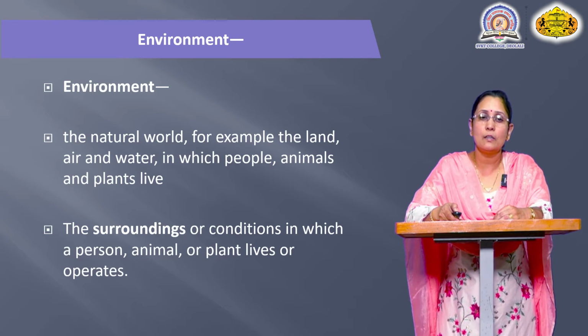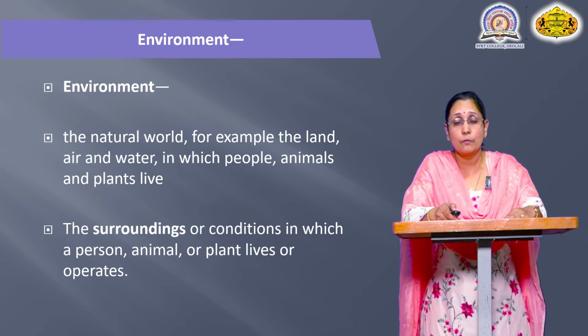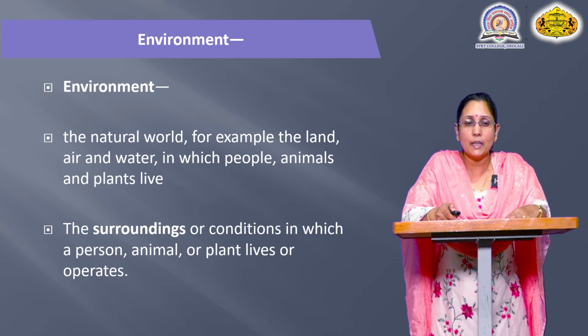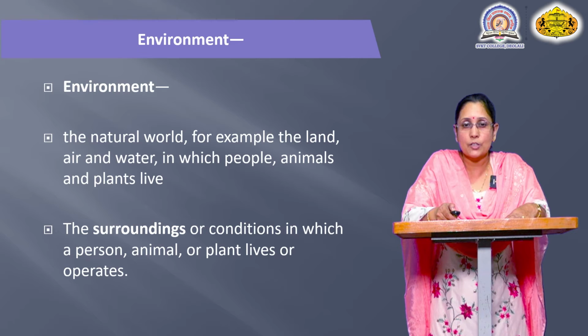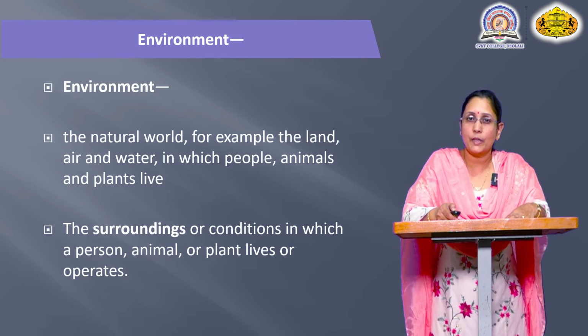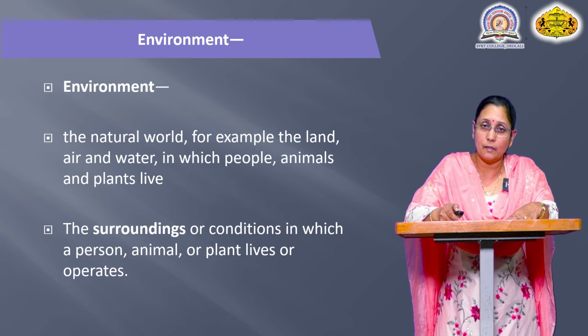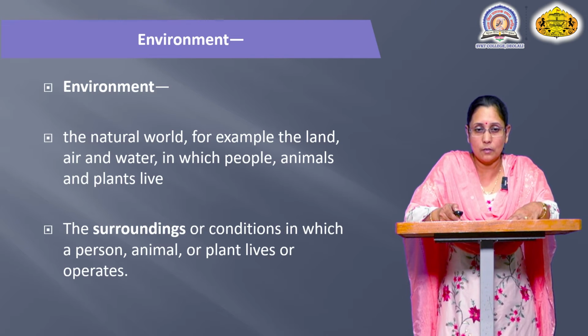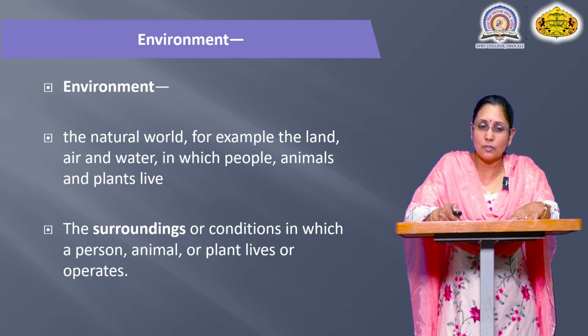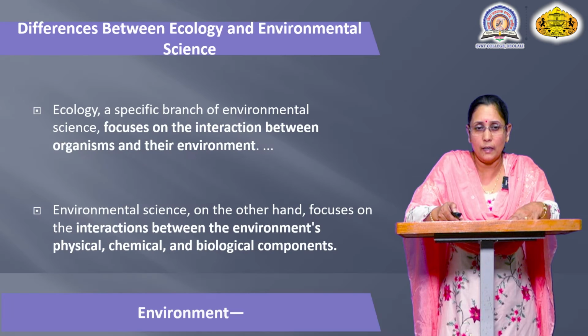Now we turn towards the actual part of our chapter, in which the various terms are included. The various terms start from this term, environment. In the previous slide, we have already seen the perfect definition of environment, and why we have to study the environment. Here you can see environment can also be defined as the natural world, for example land, air and water, in which all organisms like people, animals, plants, microorganisms are living. So it is the surrounding or condition in which animals and plants live or operate. So this is the simple definition of the environment.